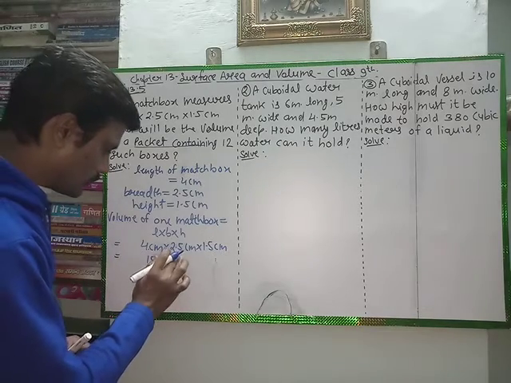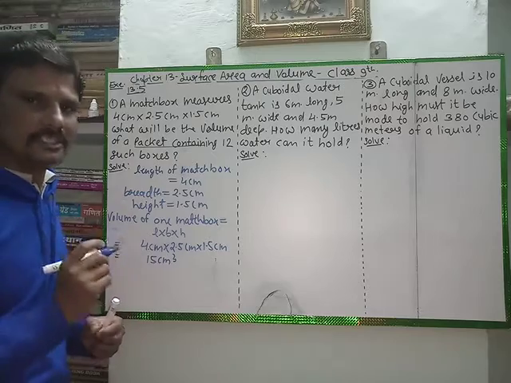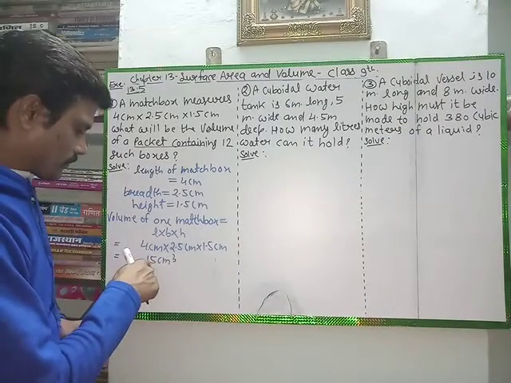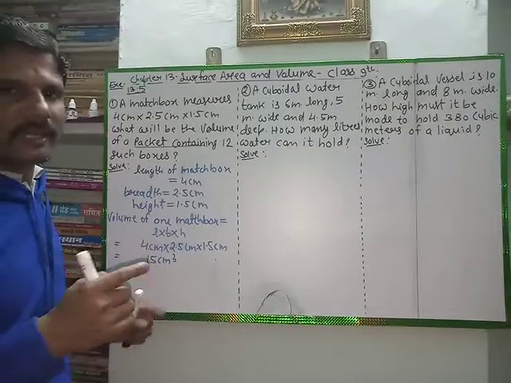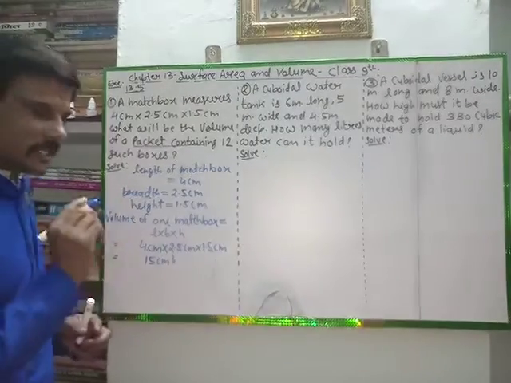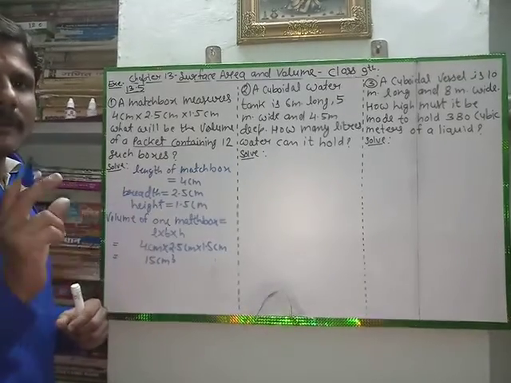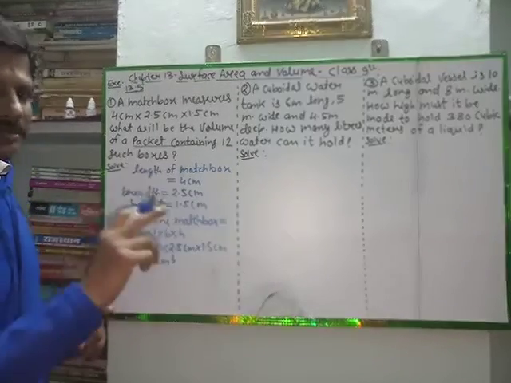centimeter cube. Sorry, volume is three dimensional, so we calculate the volume in cube form. This is the volume of one matchbox, and we have to calculate the volume of a packet that contains 12 matchboxes.